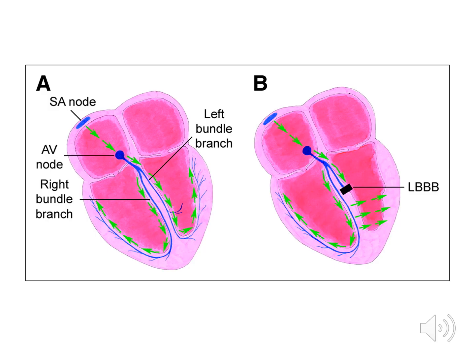Now, you see the heart pictured under B in this slide. It has a little area where there's some scar tissue or something, and it's causing a blockage of the conduction of that electrical impulse through the left bundle branch. And so it's causing what we call a left bundle branch block.